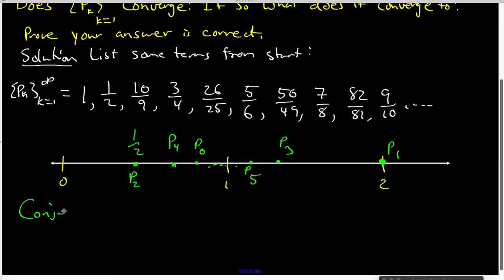So in looking at the numbers that I'm getting at the start of this sequence, I can make the conjecture that my sequence appears to converge to 1. We will prove this starting with the next page.